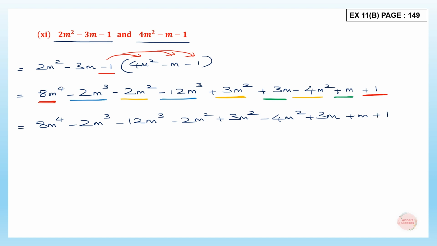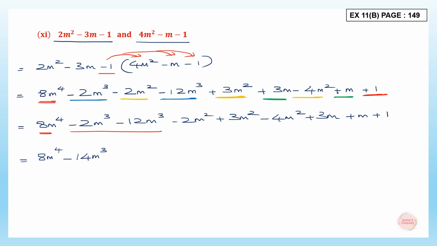So now we are going to work on the like terms. This will remain as it is. So let's write that. 8m to the power of 4. Let's work on the like terms. So here we have minus 2m cubed minus 12m cubed. So minus 2 minus 12. Signs are the same. So we put the same sign and we add 2 plus 12 is 14m cubed.